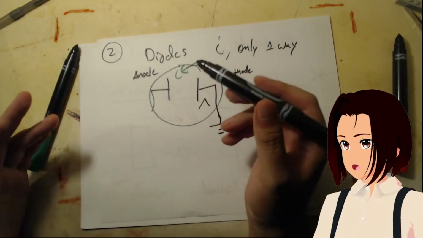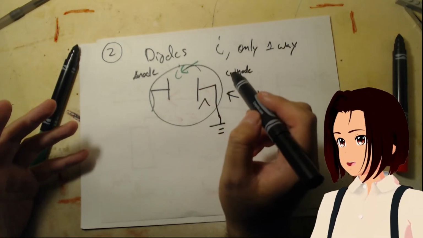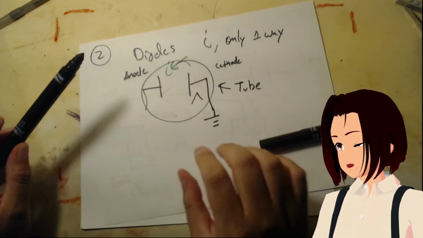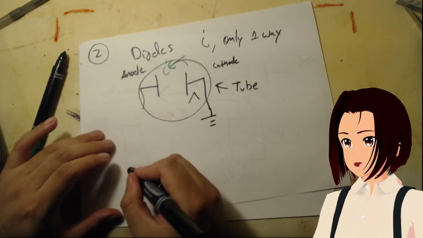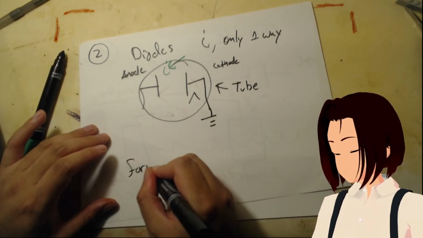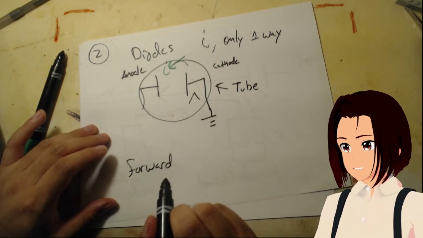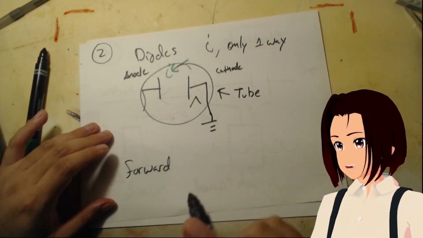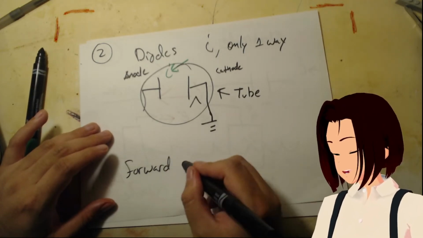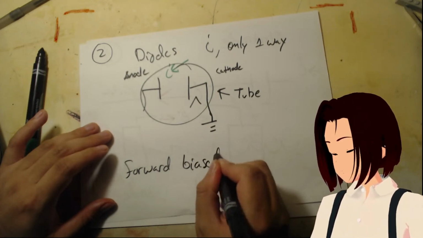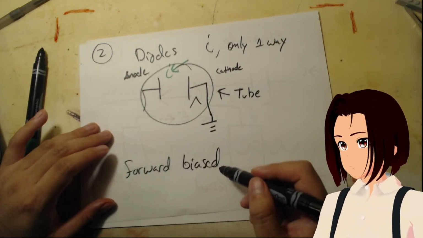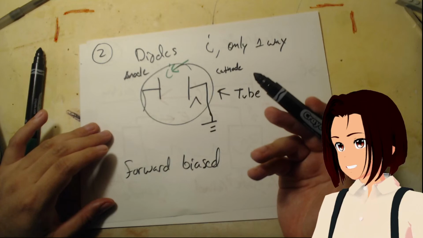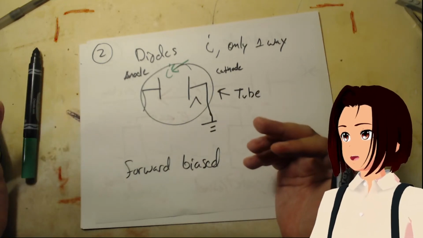Now, why is this called the anode and why is this called the cathode? It's a little phenomenon that we're going to call forward bias. So for the functions of diodes and triodes in vacuum tubes, we're going to refer to this as forward biased. And this is important because it doesn't follow the conventions of what an anode and a cathode does.